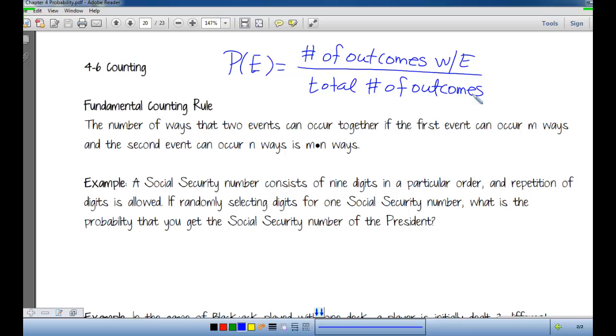If we're interested in the probability of randomly generating the social security number of the president, and we use the formula that we just put up top, how many outcomes would result in the president's social security number? 1. That part we already got, and on the bottom we need to figure out the total number of outcomes. I suggest that the fundamental counting rule can let us do that. They just told us that there are 9 digits in a social security number.